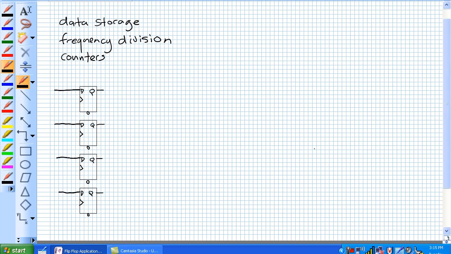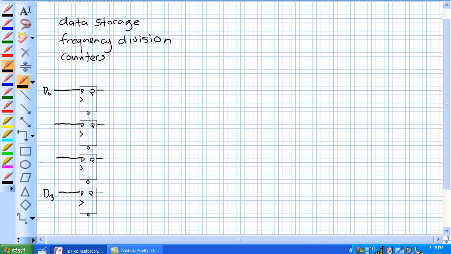Okay, so what are we going to do? We're going to send our 4 bits, LSB, D0, to our MSB, D3, to the D lines of those individual D flip-flops. And then what are we going to do? We're going to go ahead and clock them all to the same clock. The reason why is you want them to simultaneously store data at the same time.